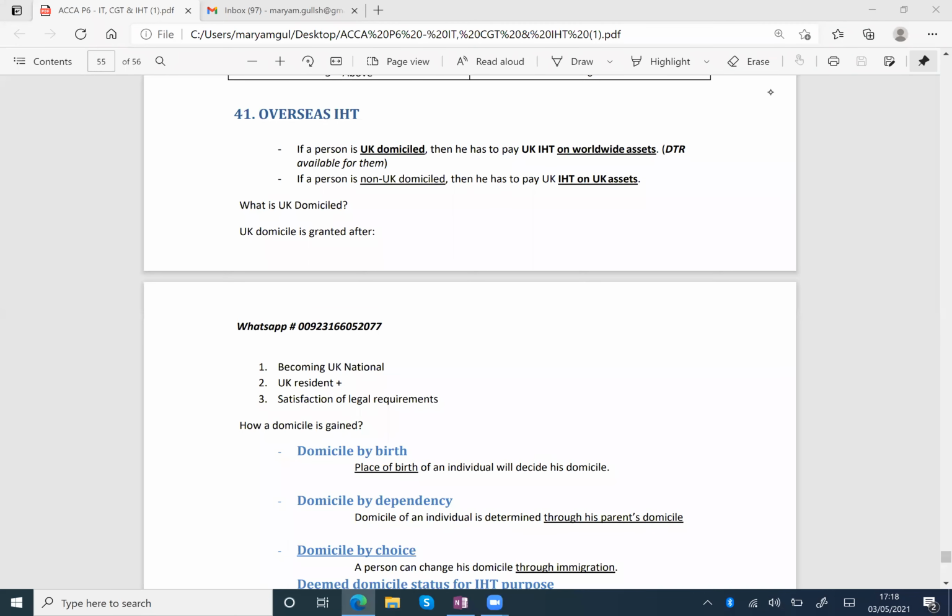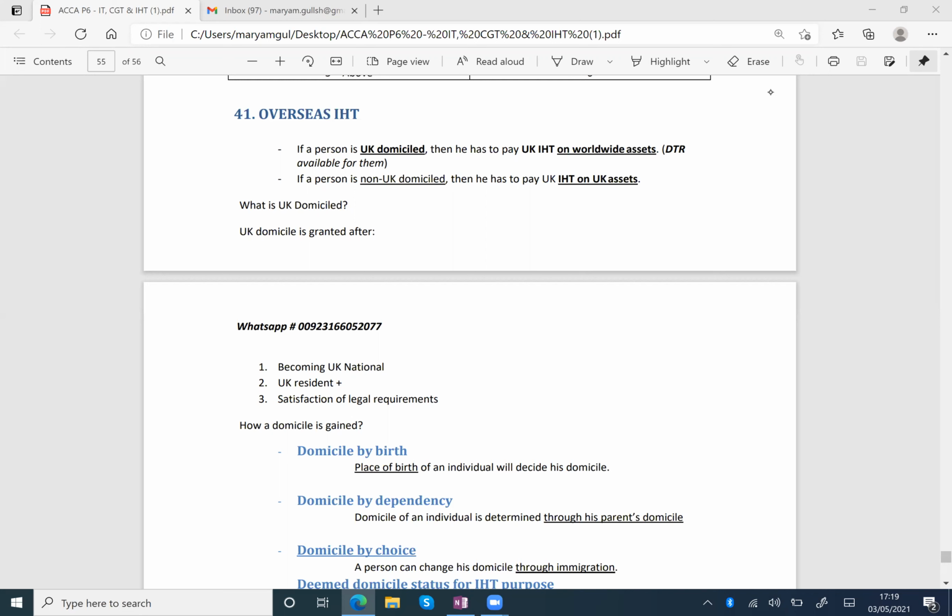So the last topic of inheritance tax is overseas aspects of inheritance tax. So what is overseas IHT? It means how to pay the IHT on your overseas assets. So there are two rules, first 2 points.